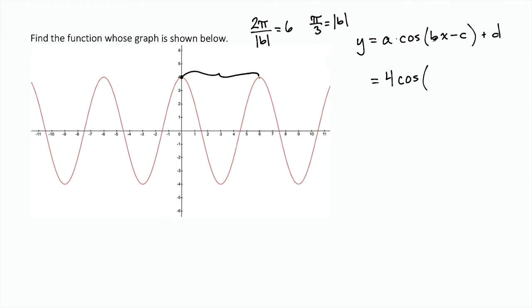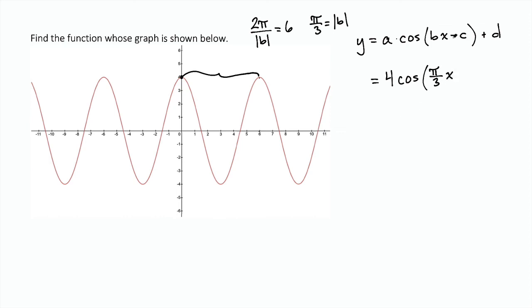Now with the cosine function, b being positive or negative is not going to affect anything as far as the shape, because it's an even function, and so that reflection is not going to actually do anything. So we're going to let b be the positive pi over 3.